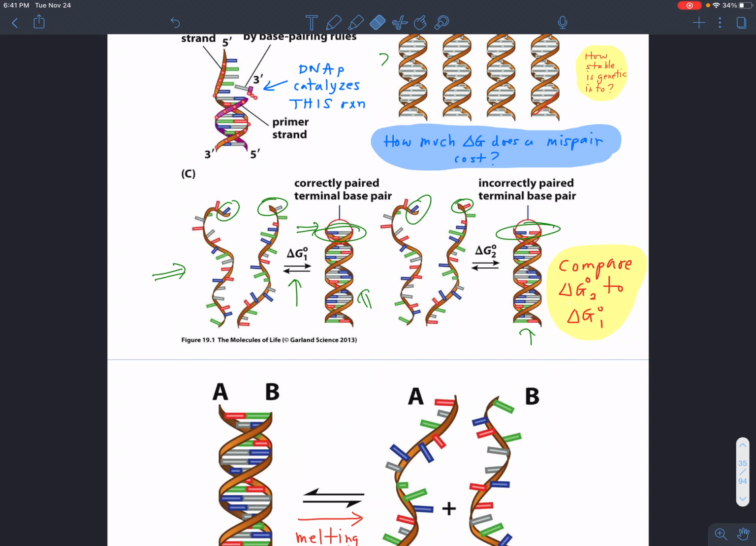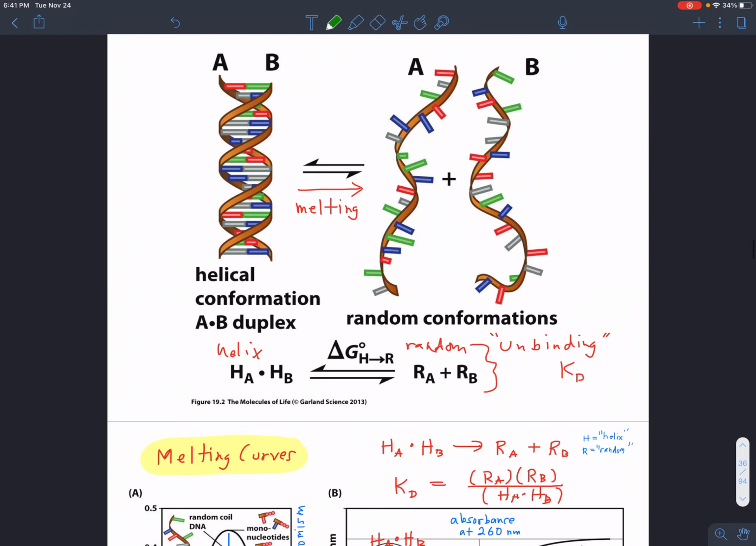And so you can measure the delta G for that annealing reaction. And then you can subtract this delta G from this delta G, and that would tell you how much energy cost there is to forming that mispair. And that's exactly what's been done. And here's the way it's been done. So here's the reaction.